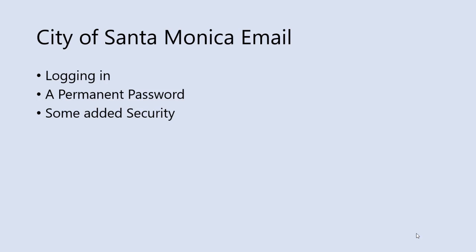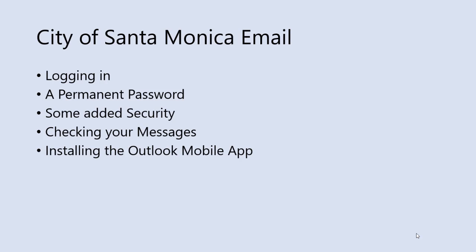I'm going to cover logging into your email, setting up a permanent password, including guidelines for city passwords, some added security that we're going to have you set up, checking your messages once you've set up your password and logged in successfully, installing the Outlook mobile app on your cell phones and tablets if you need to check your email on the go. And I'm going to end this video with actually logging into a test email account and showing you a live example of how to navigate around.